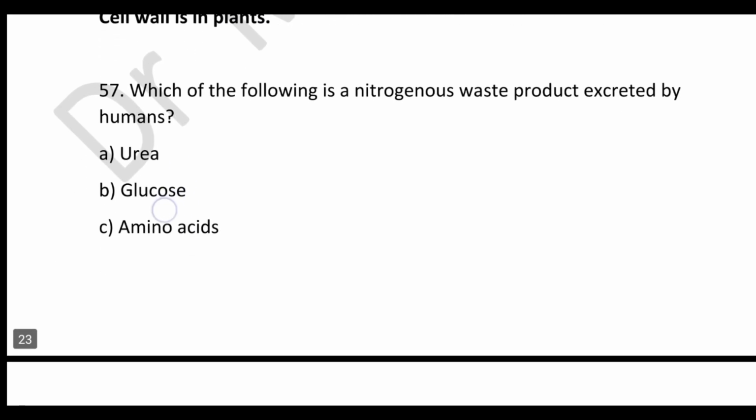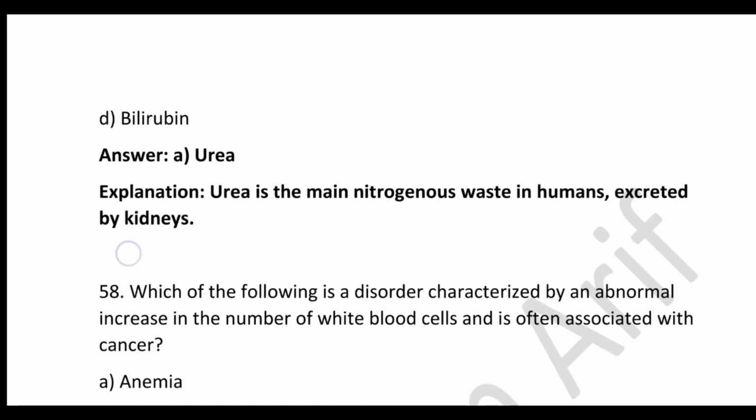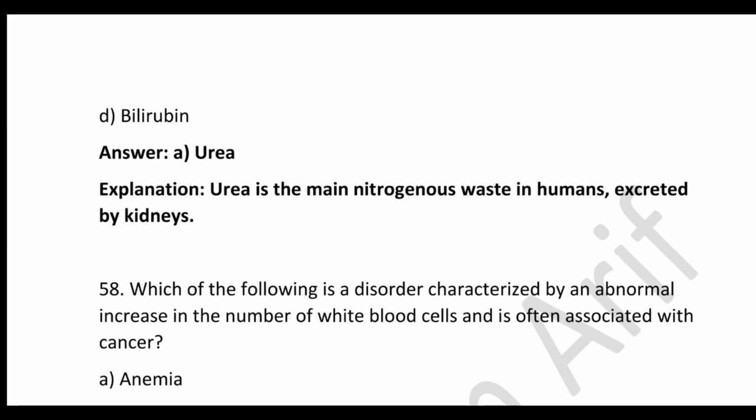Which of the following is a nitrogenous waste product excreted by the humans? Correct answer is option A, that is urea. Because urea is the main nitrogenous waste in humans excreted by the kidneys.